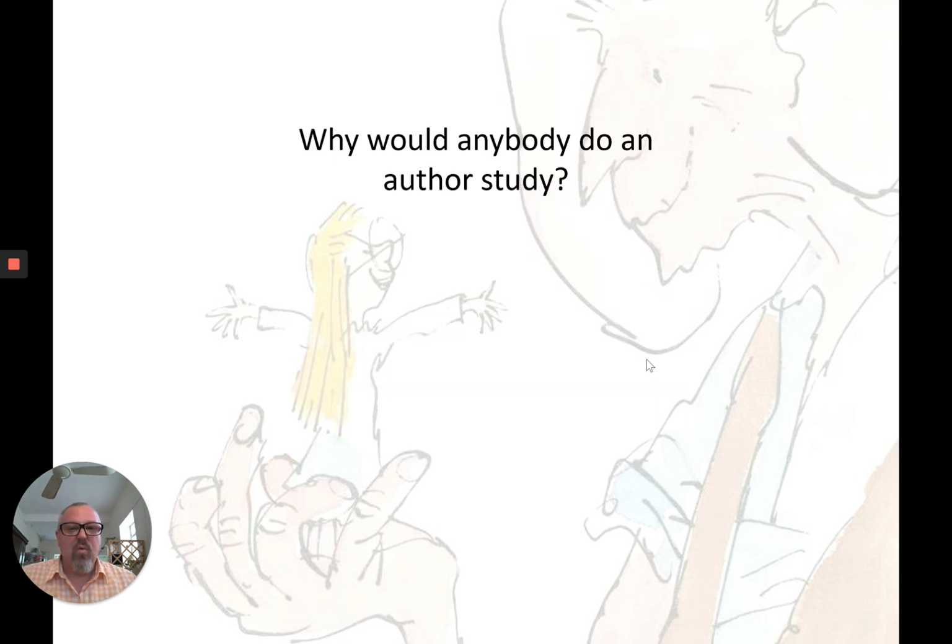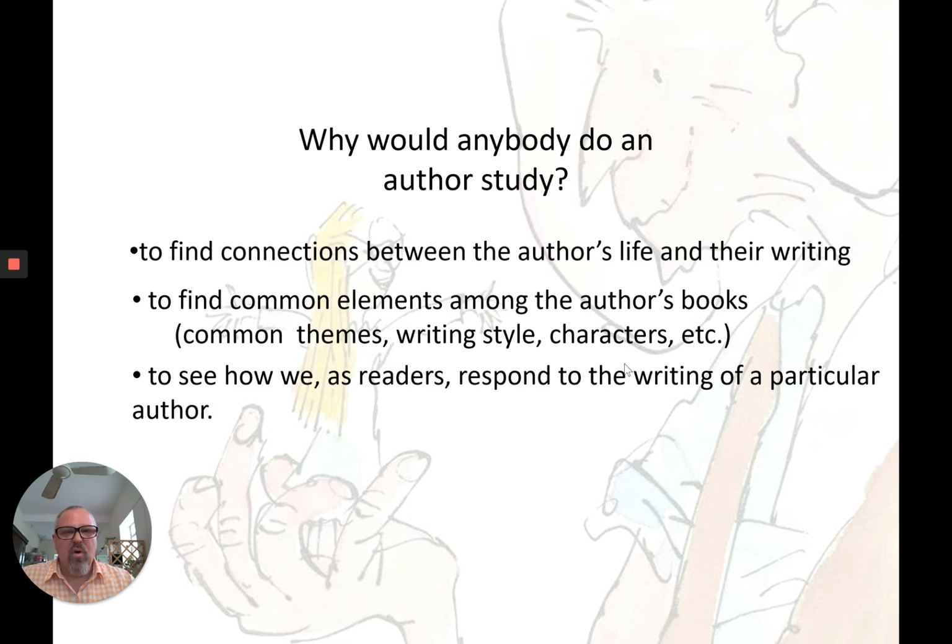Okay, so why would anybody do an author study? Maybe to come to appreciate an author more, to find connections between the author's life and their writing, as we said, to find common elements among the author's books, like themes or a certain style or characters or a common message, and to see how we as readers respond to the writing of a particular author.